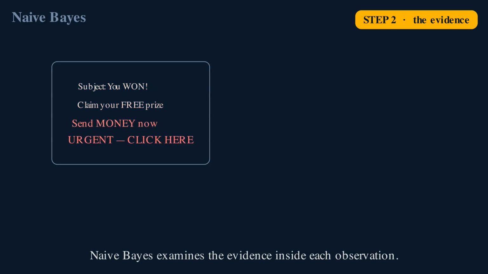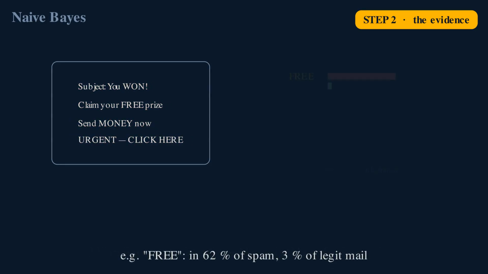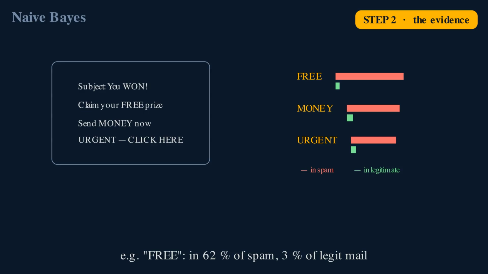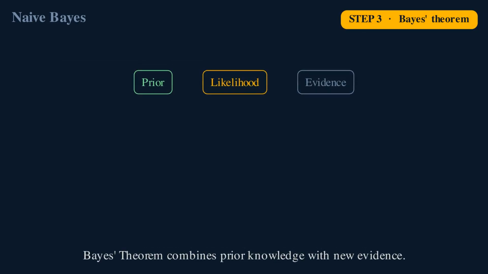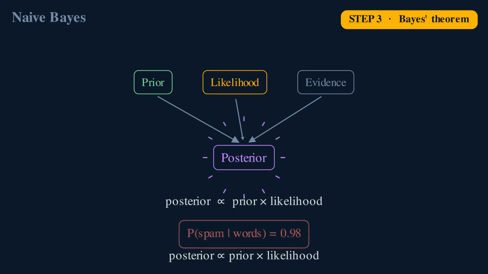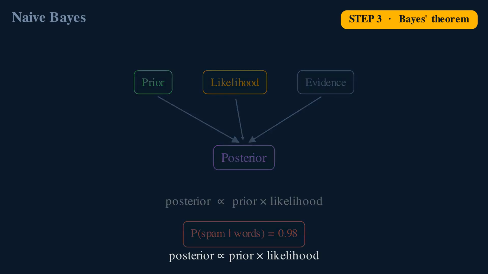Naive Bayes examines the evidence inside each observation. Certain words appear much more frequently in spam emails than in legitimate ones. These observations estimate the likelihood of each class. Bayes' theorem combines prior knowledge with new evidence. The result is the posterior probability, the updated belief after considering all available information.